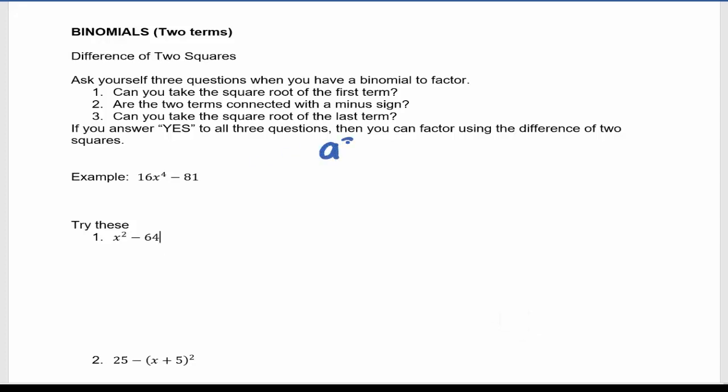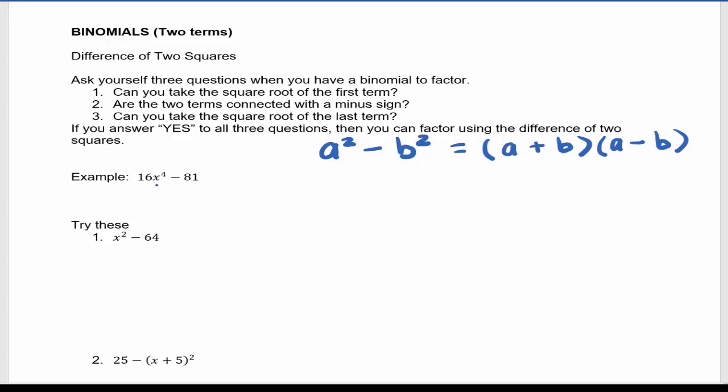The difference of two squares says that when the first term is squared, connected with the minus, and the second term is squared, then the factor of that is the square root of the first term plus the square root of the second term times the square root of the first minus the square root of the second. Now, if you interchange the plus and minus, that is quite okay because the commutative property of multiplication says that we can change the order.